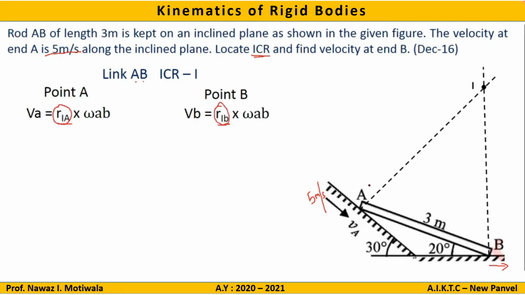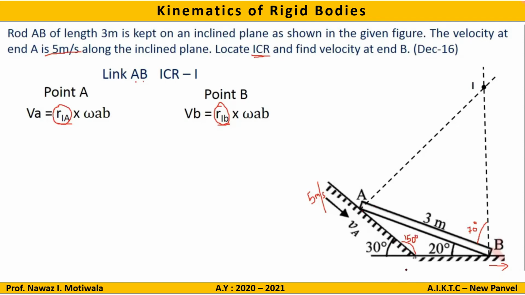For that I will consider this triangle IAB, and apply some geometrical concepts. This angle is given to us as 20, so the remaining angle will be 70 degrees. The other angle given to us is 30 degrees, so this angle will be 150 degrees because they are angles forming a linear pair. So total angle should be 180.